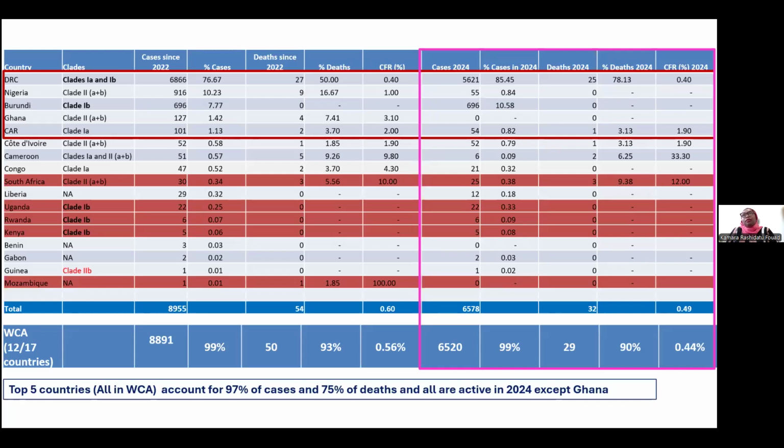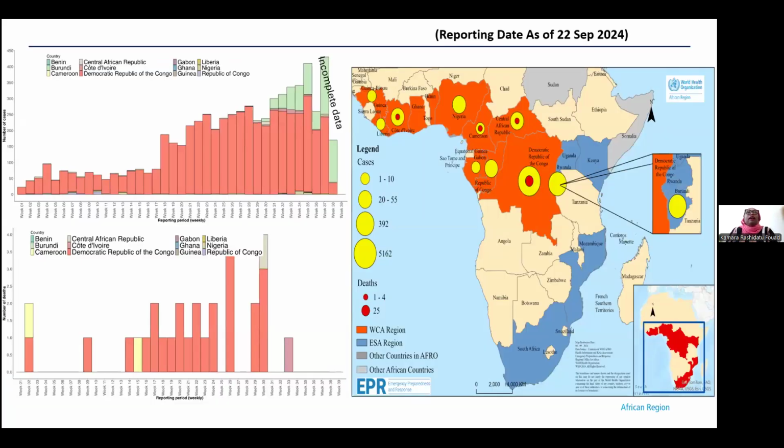But then what is critical at this point is for us to know that the West Central Africa sub-region is reporting most of the cases. About 99% of those cases are from the West Central Africa sub-region, and also the deaths. Most of them are coming also from the sub-region. So this is the epicurve and the pattern of distribution, the map of Africa, and where the cases are coming from. You'll see the yellow and the red circles. The yellow represent the cases, and then the red, the deaths. And you'll see that the biggest circles in terms of cases and also deaths are from the DRC.